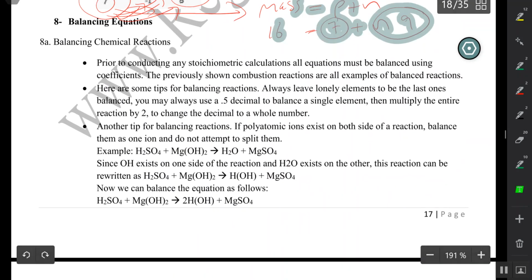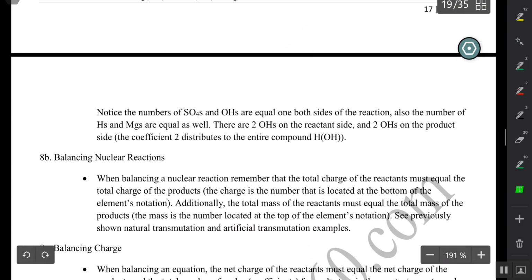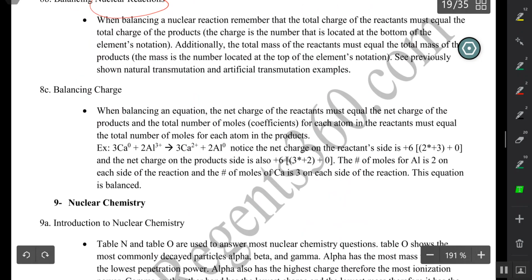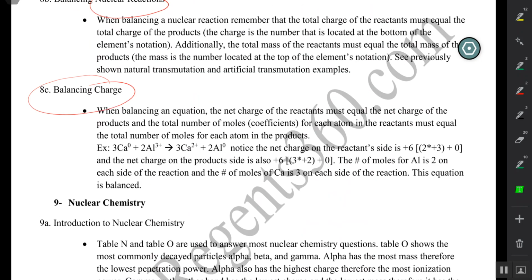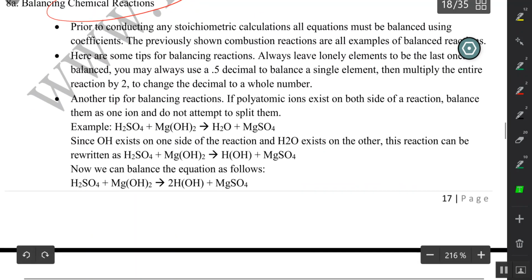Okay, so we are going to balance equations. Let's start with chemical reactions, and then we'll go on to nuclear reactions, and then we'll go on to redox, or just balancing the charge. Okay, let's read a little bit.